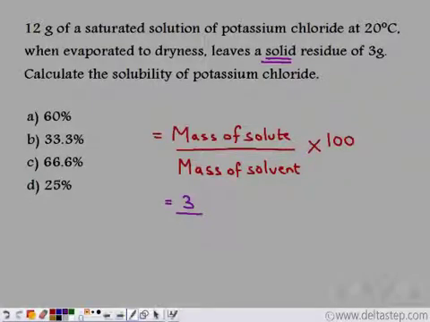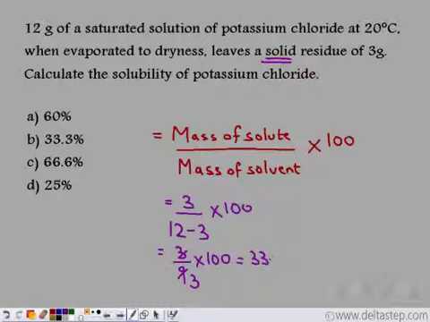Now we want the mass of solvent. So mass of solvent is the amount of solution that we have minus the mass of solute that we have. So we get 3 by 9. So when we have 12 grams of a saturated solution and 3 grams of the solid residue is left in the end, so we get the solubility as 33.3%.